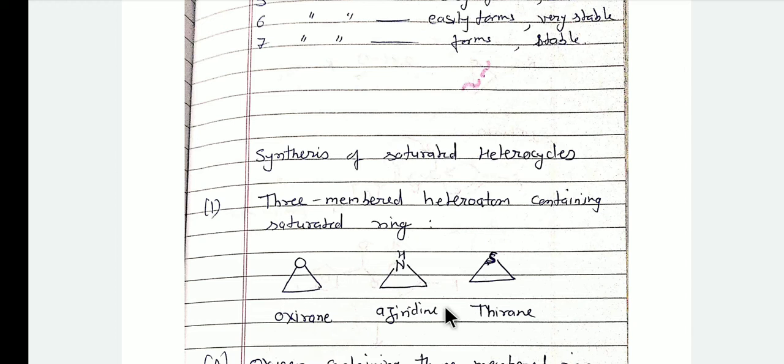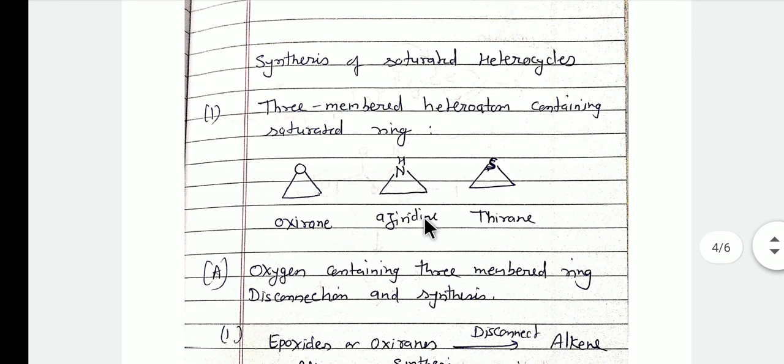oxirene, aziridine, and thiirene. The 3-membered ring, if it contains oxygen as a heteroatom, is called oxirene. The 3-membered ring containing nitrogen as a heteroatom is called aziridine. And the 3-membered ring which contains sulfur as a heteroatom is called thiirene. So these are 3-membered heterocyclic compounds which are saturated, because here the 3-membered ring is a very strained ring, so it is not stable and it forms very easily.